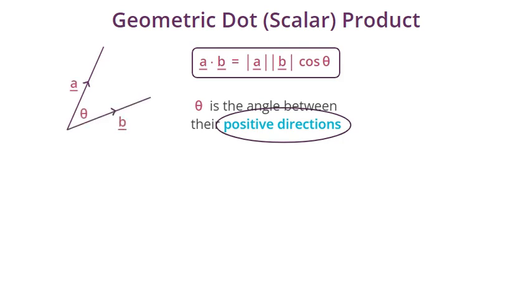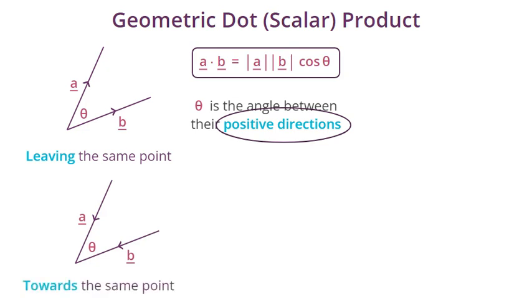The dot product applies when both vectors are leaving from the same point, or when both vectors are going towards the same point. However, you need to be alert to the possibility of one vector leaving the point, and the other going towards it.